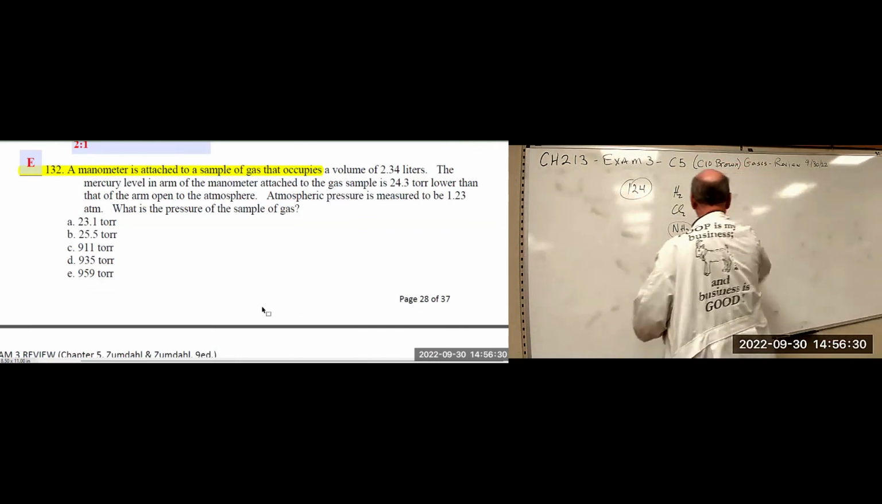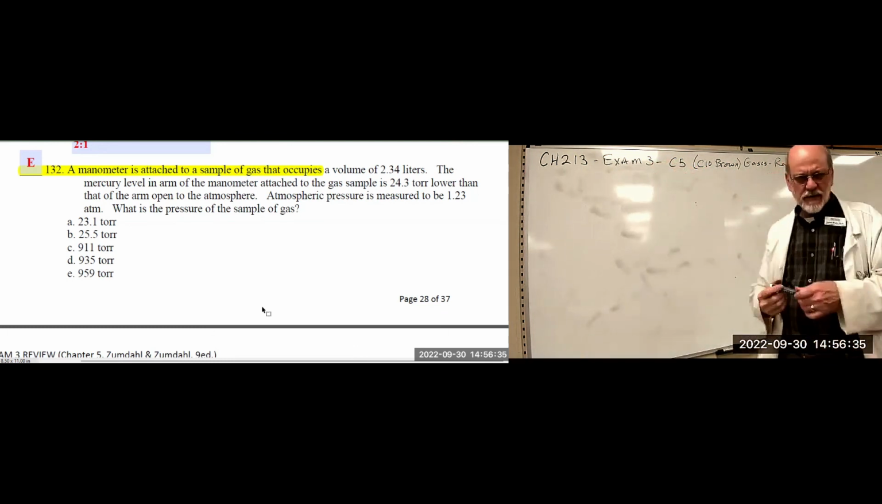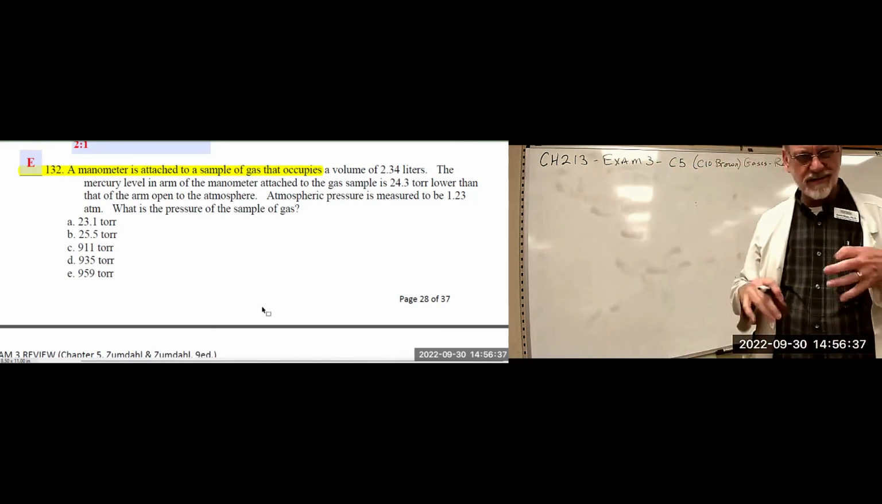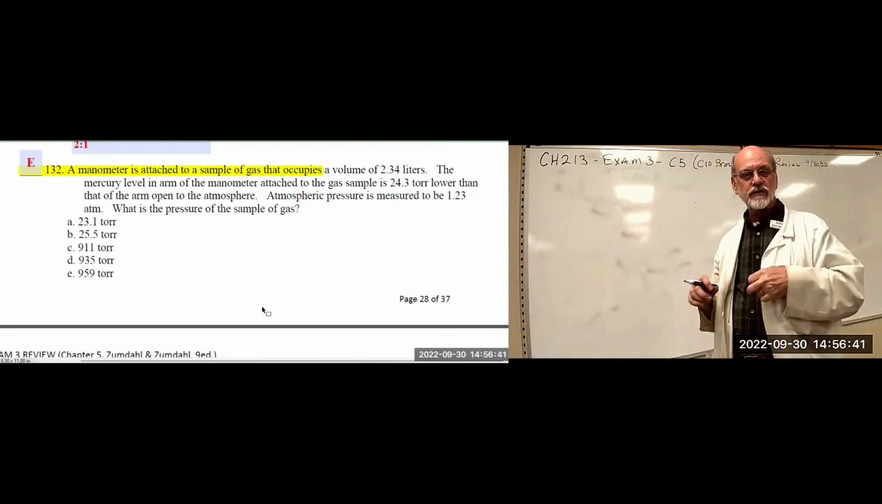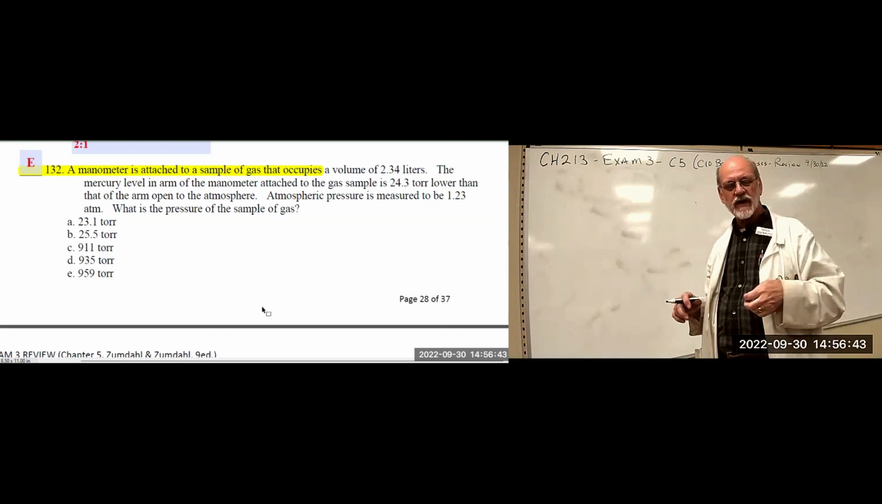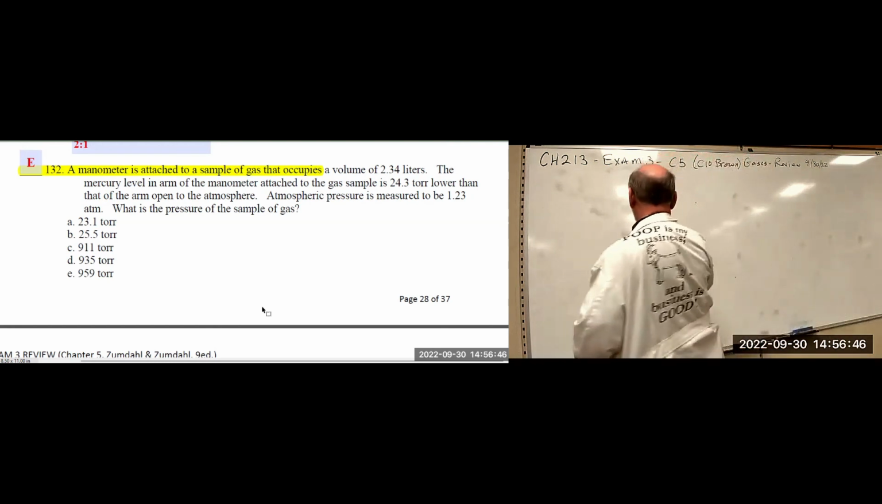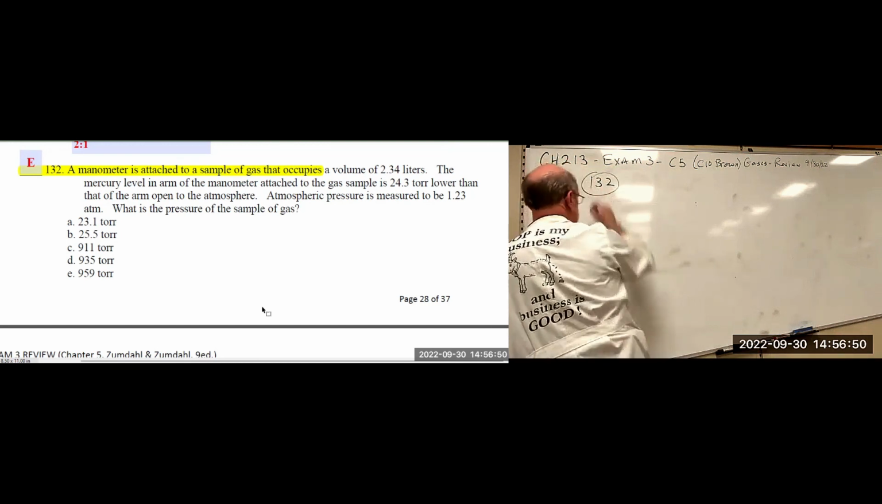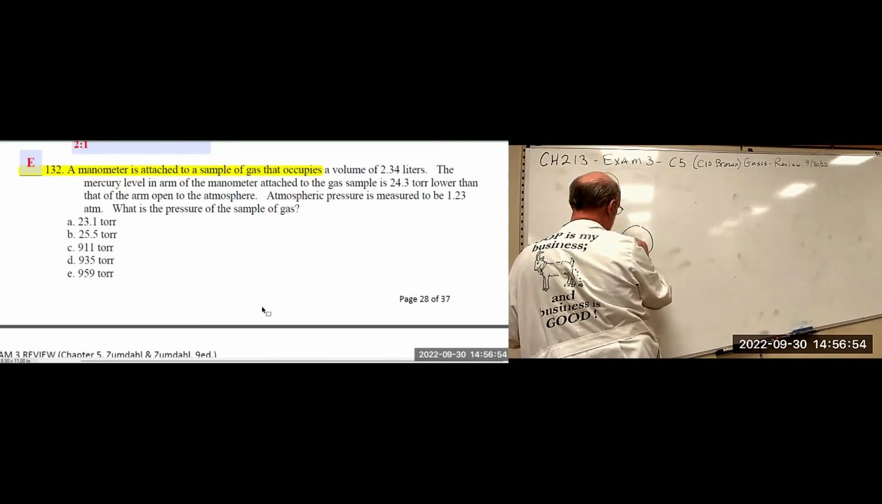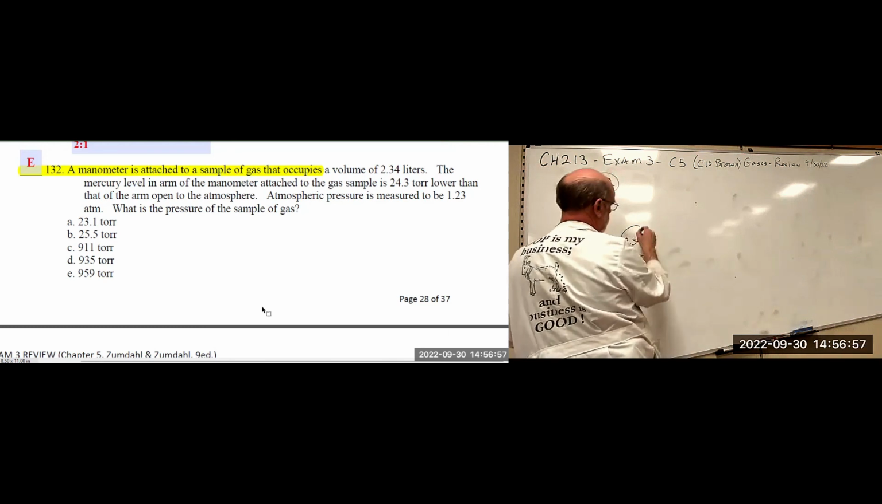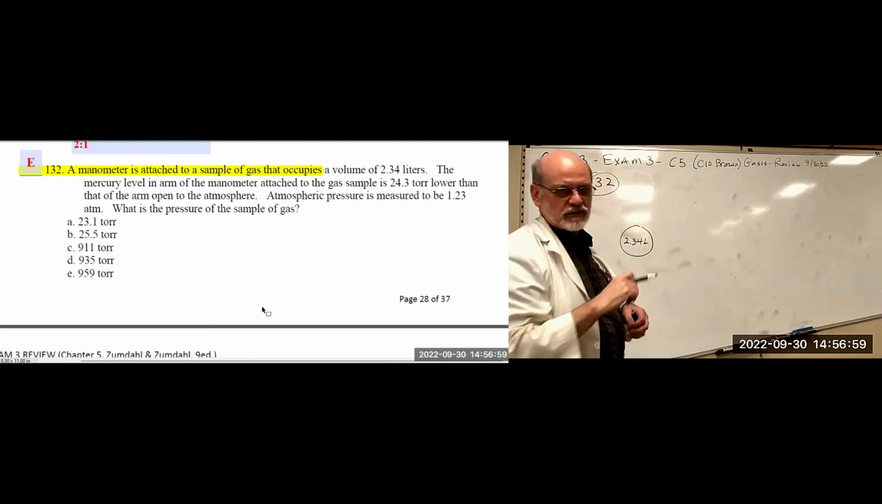Okay, this one can be a little tricky, because on the surface, it's not real clear how it's constructed. That's why I draw a picture with this one. A manometer is attached to a sample of gas that occupies a volume of 2.34 liters. So this is a sample of gas, 2.34 liters, and it's attached to a manometer.